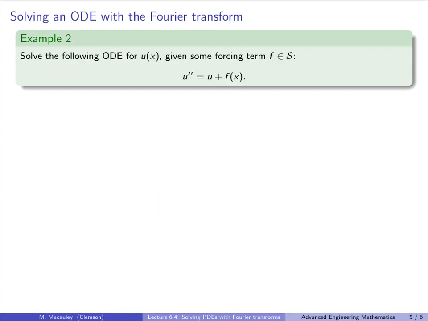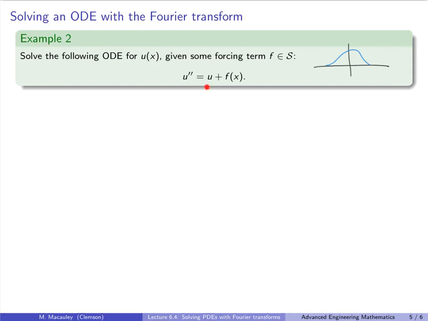Next, we'll use the Fourier transform to solve an ODE. This is a very simple one. u double prime equals u. So you should look at this and think exponentials or cosh and sinh. But now we're going to have a forcing term, f of x. And f is going to be in the Schwartz class. That's probably a stronger requirement than we need, but we'll reevaluate it at the end of this problem. So remember, that just means that f dies out faster than the inverse of any polynomial.